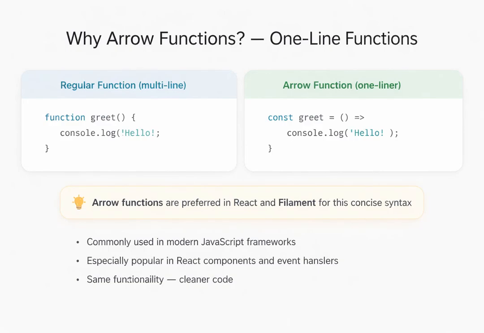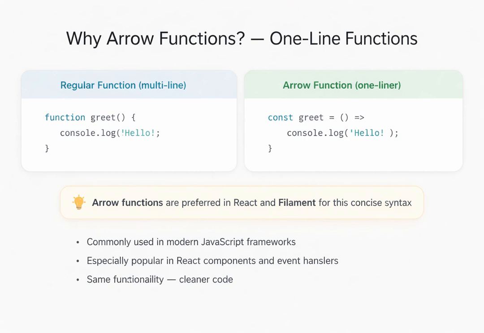So why do we even bother with arrow functions? The instructor explains that in React and in Filament, which is the framework this course focuses on, arrow functions are used extensively. You'll see them everywhere. The main advantage is conciseness. When you have a simple single-line function, the arrow function lets you skip the curly braces and write everything in one clean line. That's much easier to read when you're scanning through a large codebase.